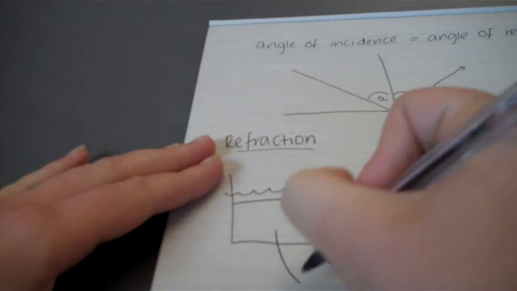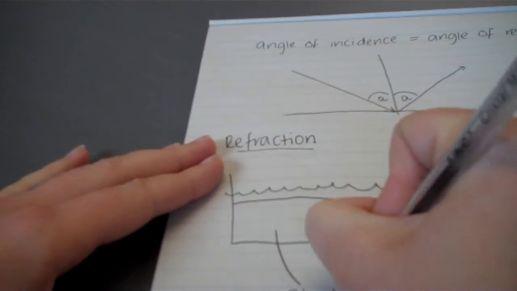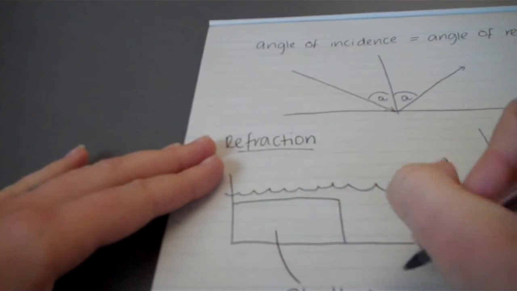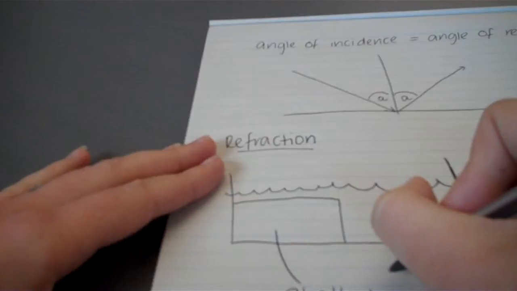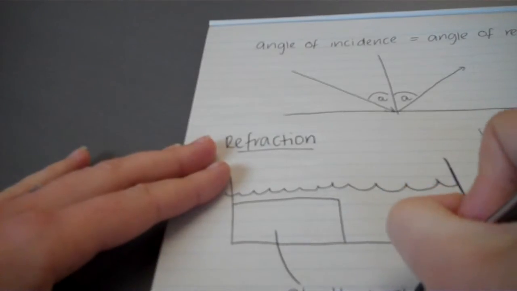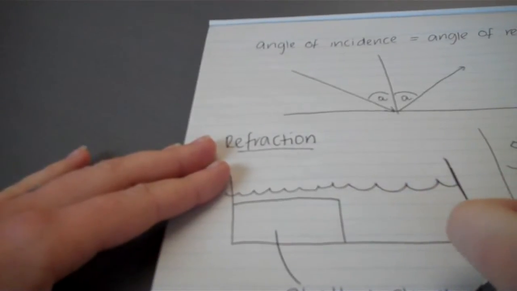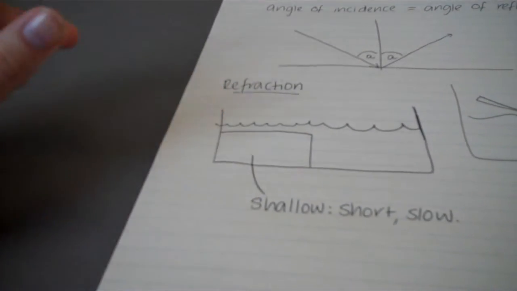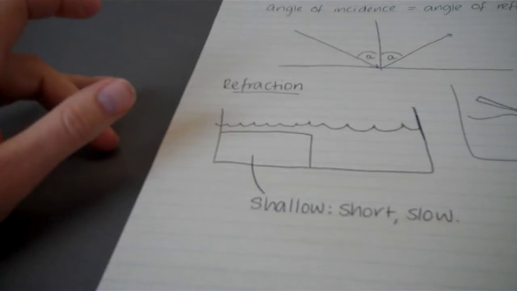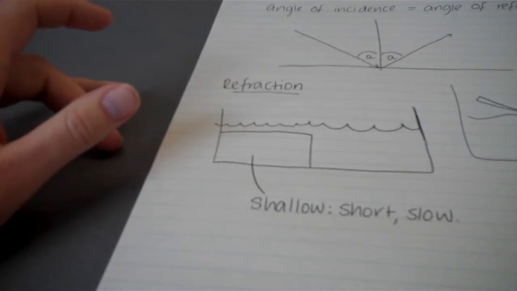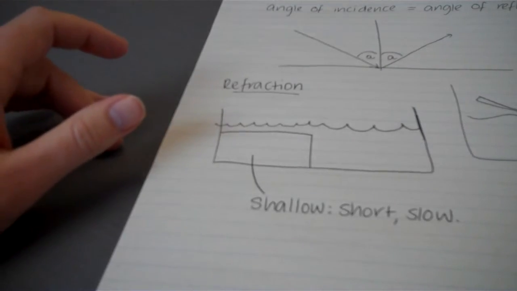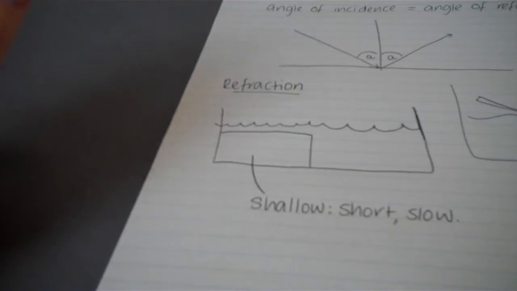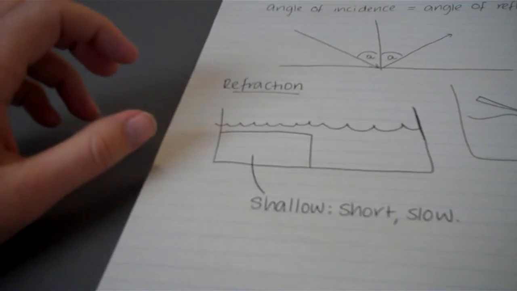So in shallow water, it's short and slow. Let's explain a little bit how that actually works. Waves travel more slowly in shallow water compared with deep water. The frequency stays the same.